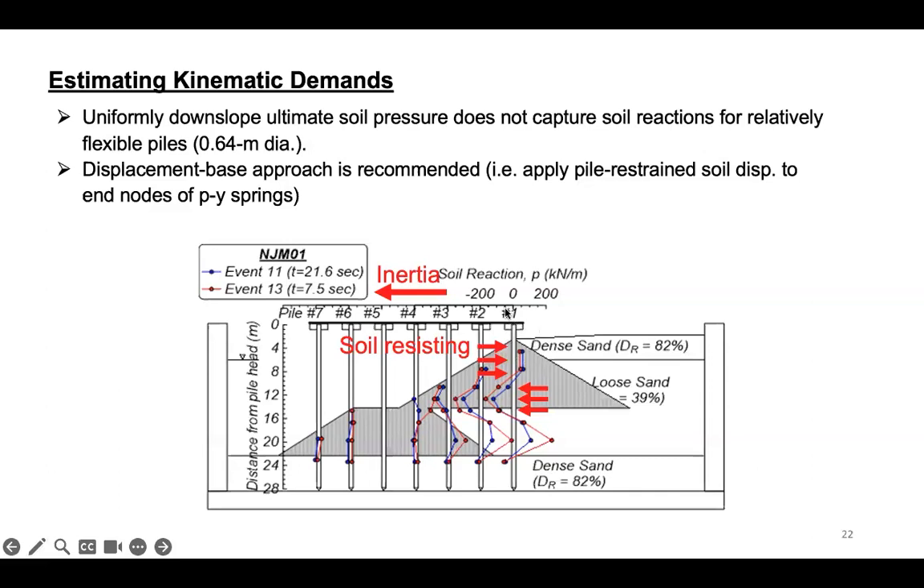When the soil reaction is positive, the soil is pushing upslope. When the soil reaction is negative, the soil is pushing downslope. What you're seeing here is the result from two different ground motions for this test, and both are essentially telling us the same story: there's no uniformly downslope soil reaction at the time when you have maximum inertia. There are parts of the crust that are applying upslope force, in fact resisting the inertial load, and there are parts of the pile where the crust is pushing downslope.